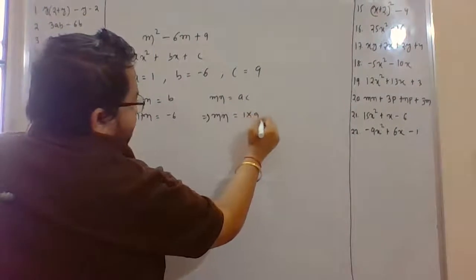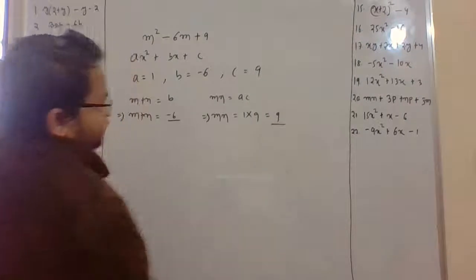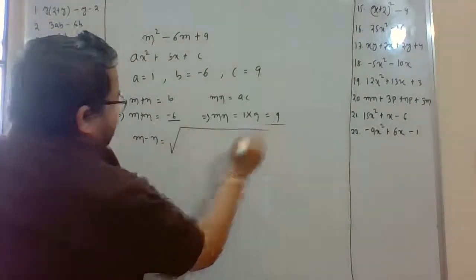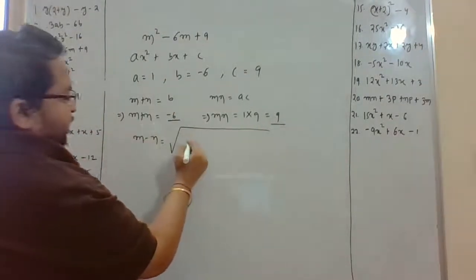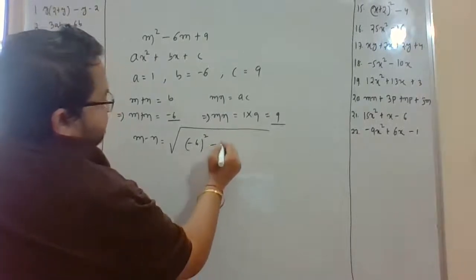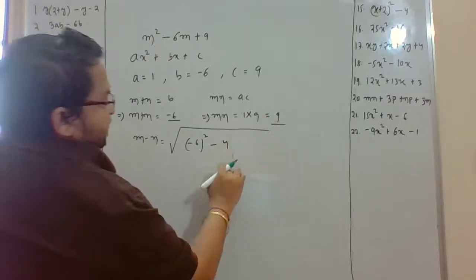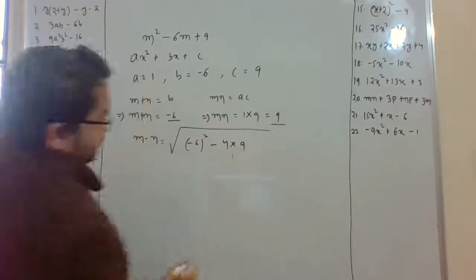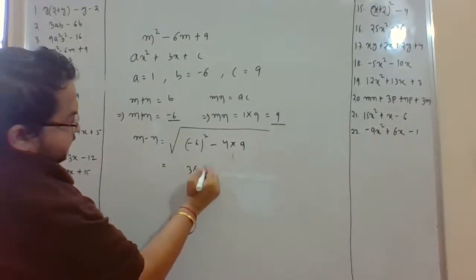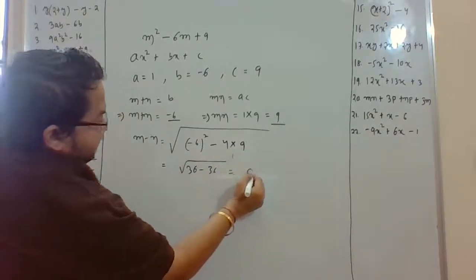So 1 into 9 is nothing but 9. m plus n is minus 6, mn is plus 9. So obviously m minus n will be the root of (m plus n) whole square, that is minus 6 square, minus 4 into mn. mn is plus 9, so 4 into 9. So that is minus 6 square is 36, minus 4 into 9 is 36, root over that is nothing but 0.